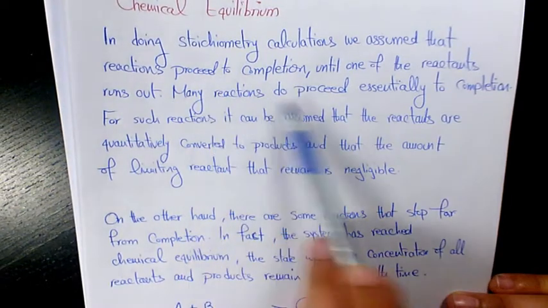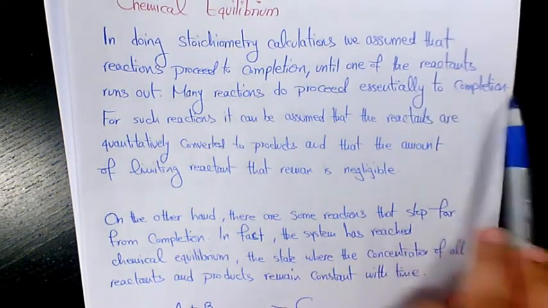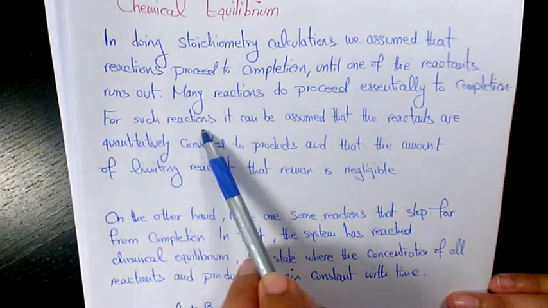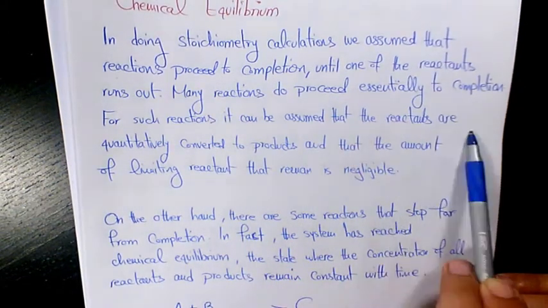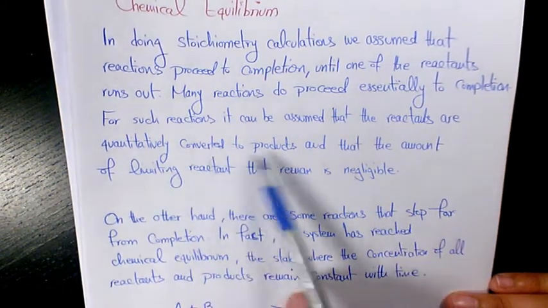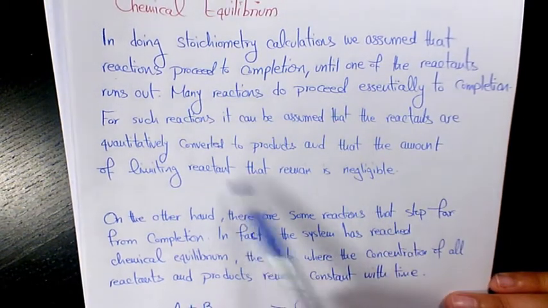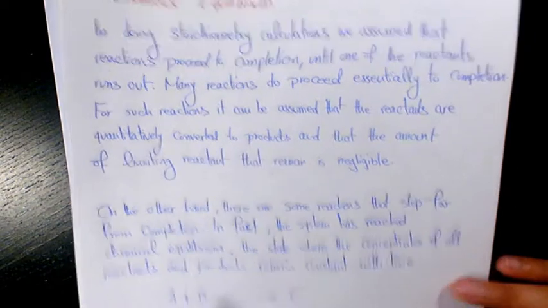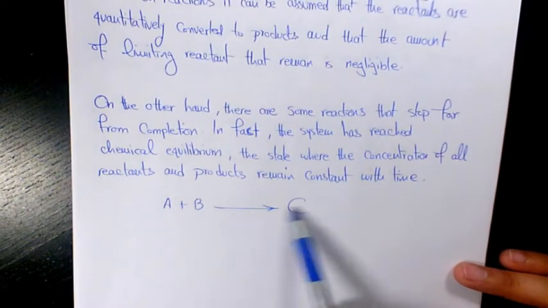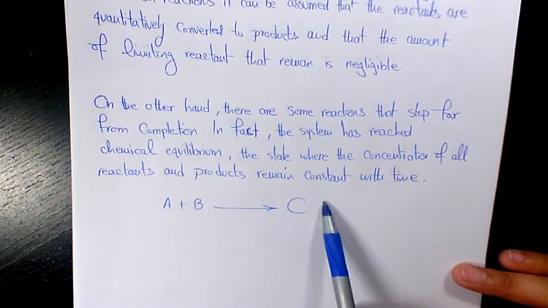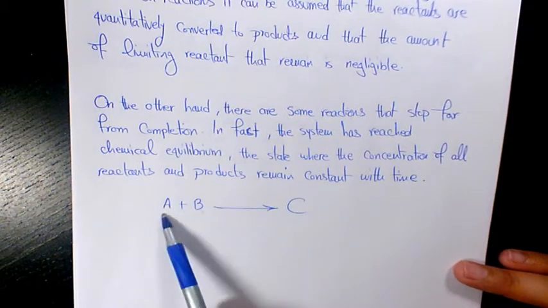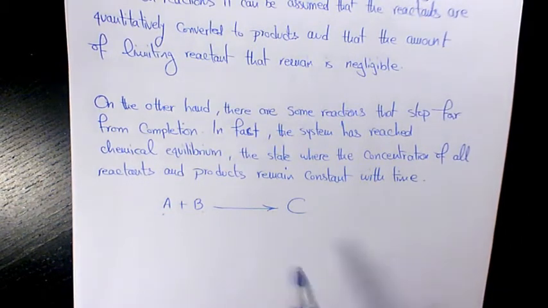Many reactions do proceed essentially to completion. For such reactions, it can be assumed that the reactants are quantitatively converted to products and that the amount of limiting reactant remaining is negligible. So as I said, it goes toward completion, and one of the reactants, which is the limiting reactant, is going to be consumed 100%, and the reactant is going to be converted to products.